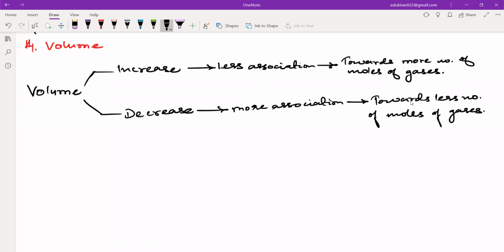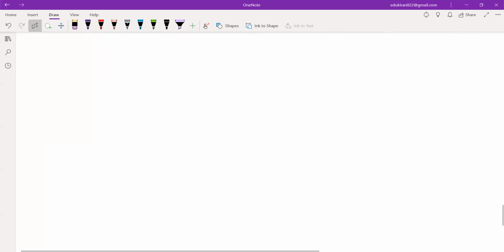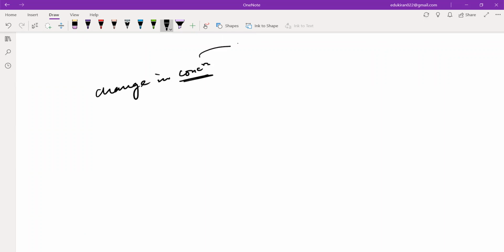Now, at last we have the effect of addition of inert gas. So there are only two main things. Either we can have a change in concentration. If the equilibrium concentration changes, then we'll have a different equilibrium constant and a different state of equilibrium.